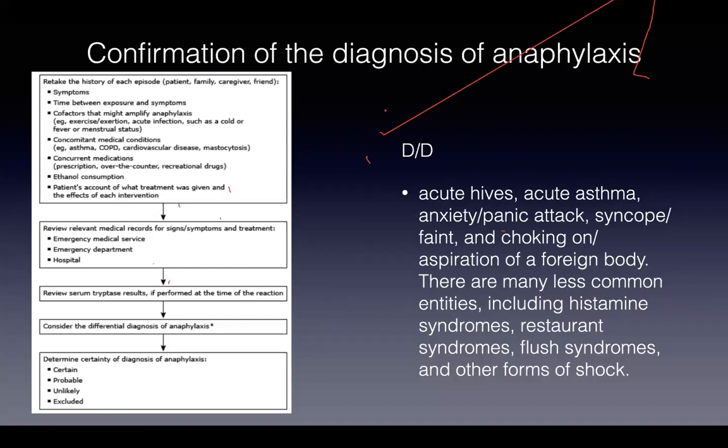These we have to take in very much detail. Review the relevant medical records for signs, symptoms, and treatment, whether emergency medical service or emergency department or hospital. Review serum tryptase results if it is possible, if performed at the time of reaction. Consider the differential diagnosis of anaphylaxis. What are the differential diagnoses that is given in the right side? Amongst those few are acute hives, acute asthma, anxiety or panic attack, syncope. There is a long list in the differential diagnosis of anaphylaxis. Determine the certainty of the diagnosis of anaphylaxis, whether it is certain or probable or unlikely or excluded.